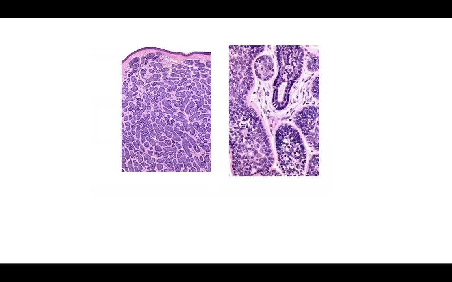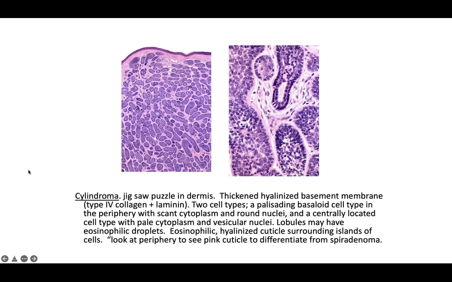A very basaloid tumor here, well circumscribed islands. You can see thick eosinophilic rims on the outer edges. This is a cylindroma. Many people say these pieces fit together like a puzzle. The key diagnostic feature is thickened hyalinized basement membrane, which is composed of type 4 collagen as well as laminin.